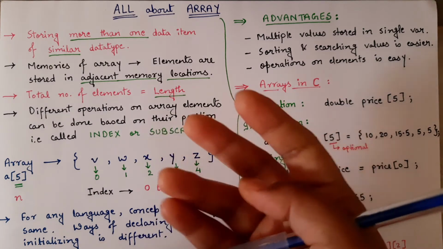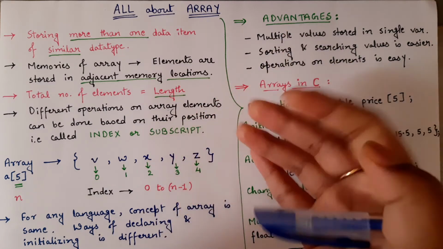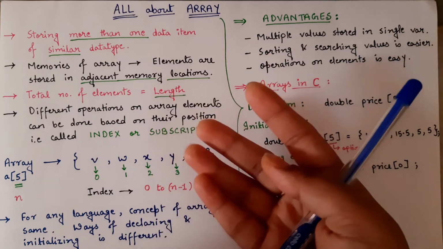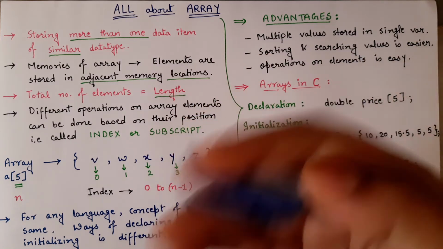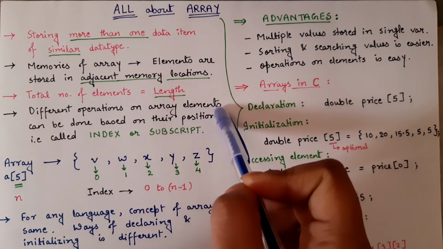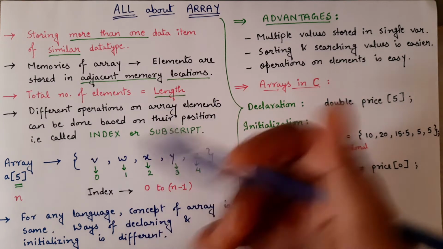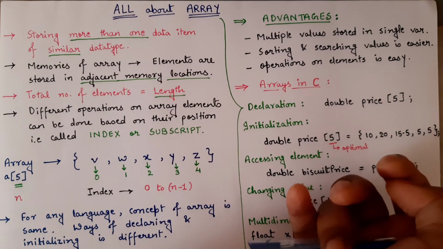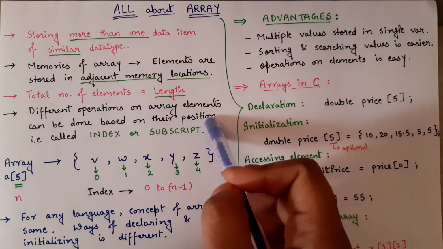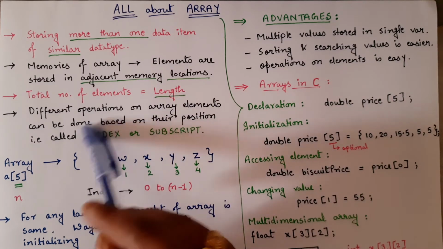For example, we human beings all live in our homes, right? And if anyone wants to meet you, they should know your address, and then they can come to your home to meet you. Similarly, for any element of the array, we should know its position, and if we know the position of the element in that array, we can do any operation on it. That position of the element in the array is known as index or subscript, but most frequently we just call it index.